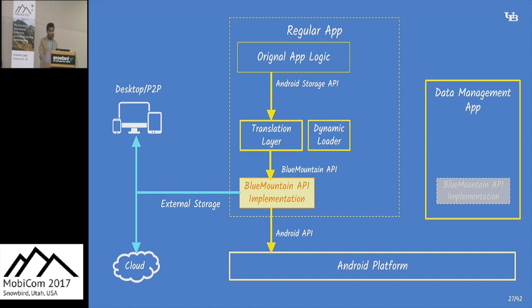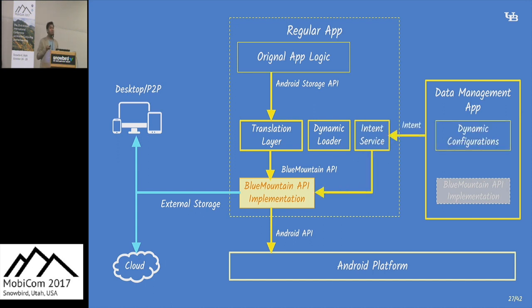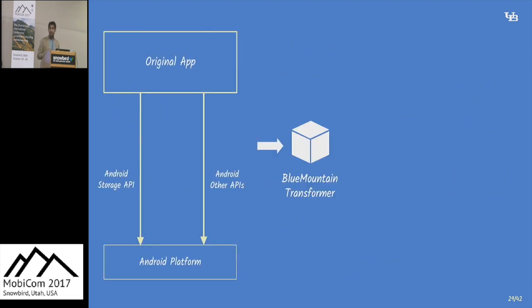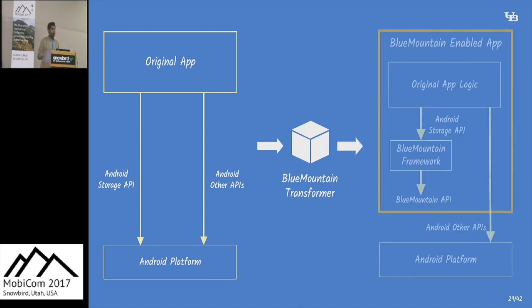Lastly, the data management app might want to pass any runtime configurations to the regular app, such as changing the preferred time of upload. This can be done through the intent service module, which also gets injected. Thus, we combine the translation layer, the dynamic loader, and the intent service and call it the BlueMountain framework. Thus, anybody, even without having the source code of an app, can feed the app to a transformer, which injects the framework and converts a regular app into a BlueMountain-enabled app, which is now ready to take advantage of our system. This concludes the architecture of our system.